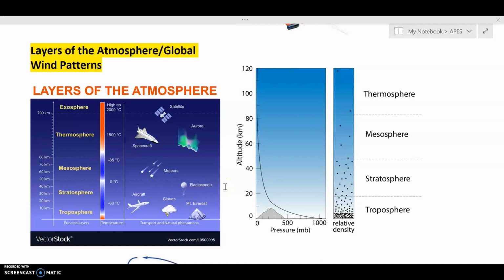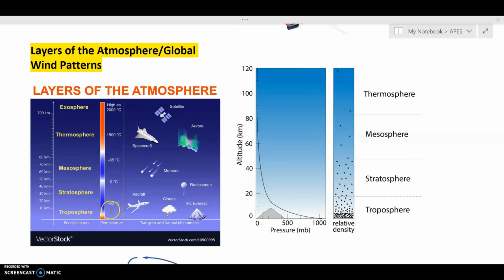In the mesosphere, things like meteors shrivel up, or at least burn up. They don't really get past the mesosphere. In the thermosphere, we have spacecraft and the aurora borealis, things of that sort. And of course, the exosphere, this is where satellites orbit the planet. It's the furthest away from the Earth.